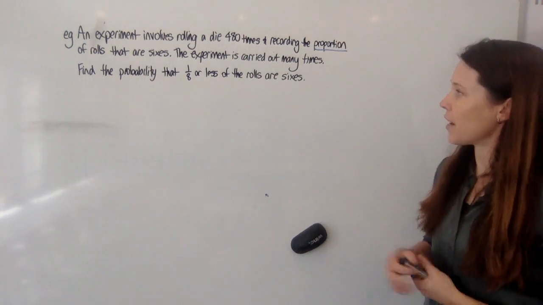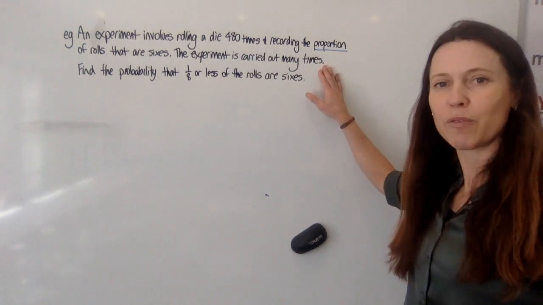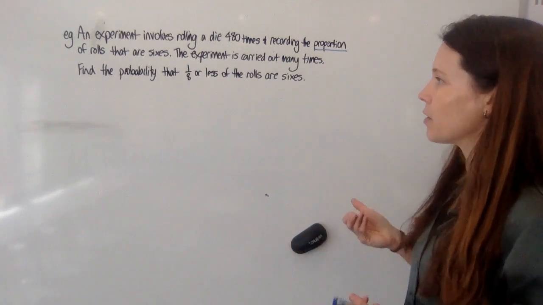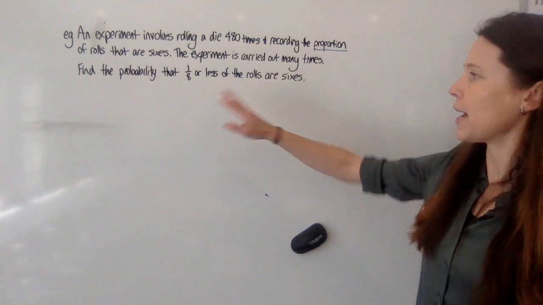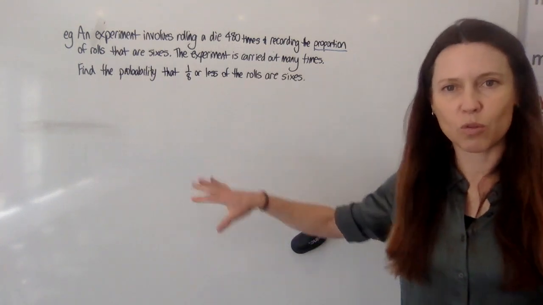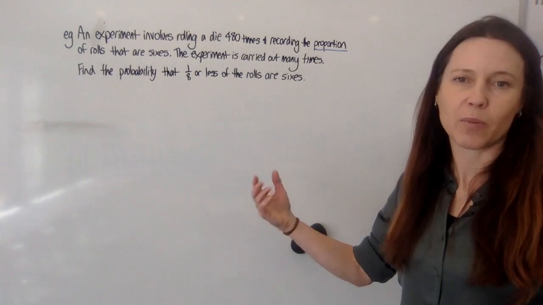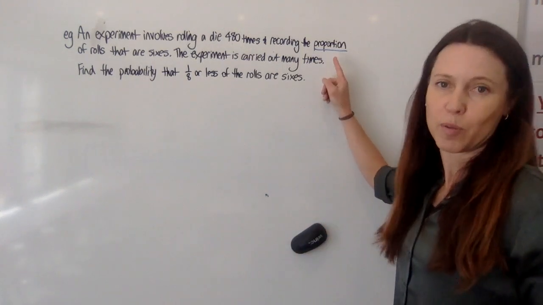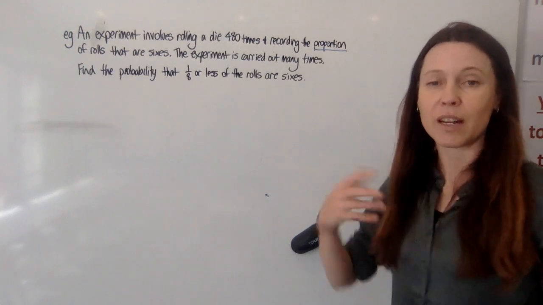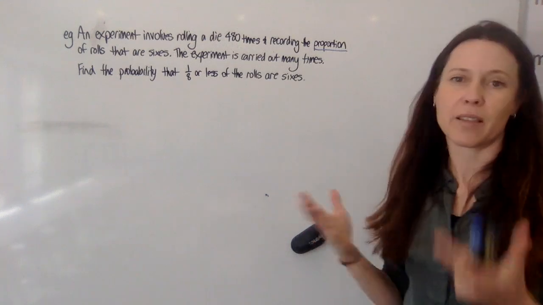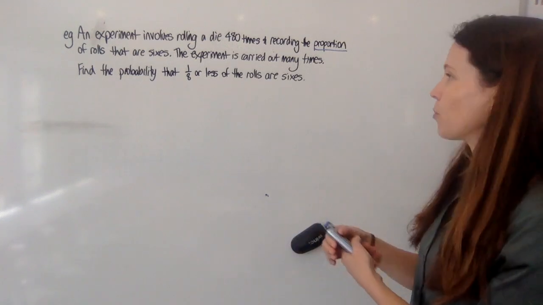Now the experiment is carried out many times. So here we're finding the probability of certain things happening when we keep on repeating the experiment. Find the probability that 1/8 or less of the rolls are sixes. Now I'm going to do this two ways. Let's do it using the methods that we learned in the last exercise, which doesn't involve using the proportion at all. It just involves using the number of outcomes, x. Then we'll do it using the proportion, and you'll be able to see that there's two ways that we can tackle a problem like this.